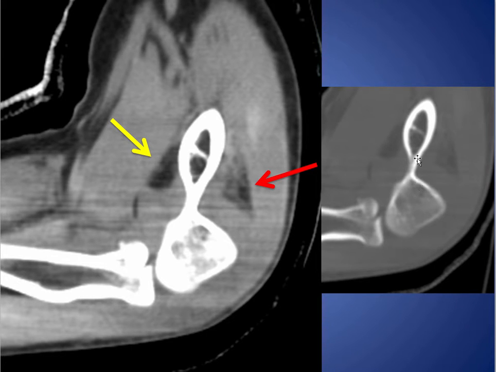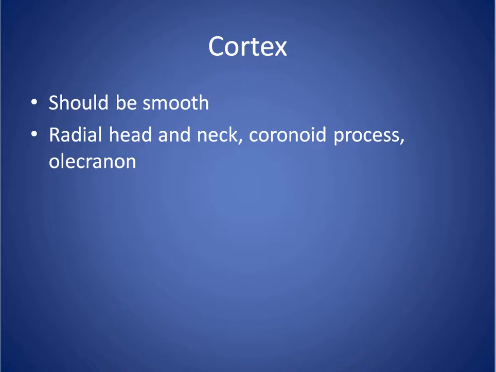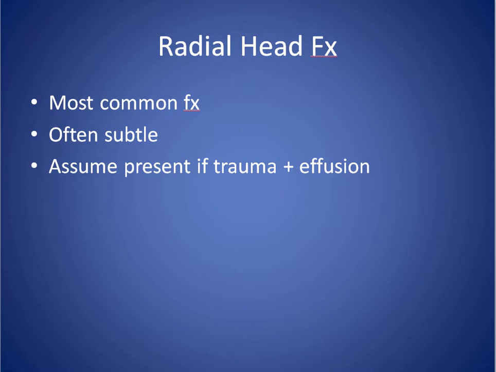Again, this is on bone windows, a CT scan just showing the presence of that radial head fracture, which resulted in the effusion and displacement of the fat pads. The bone cortex should always be smooth, so this is something to check at the radial head and neck, at the coronoid process, and in the olecranon, because subtle non-displaced fractures can occur in these locations and be difficult to pick up if you're not keyed into them.